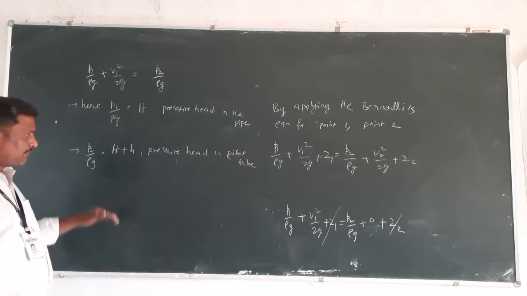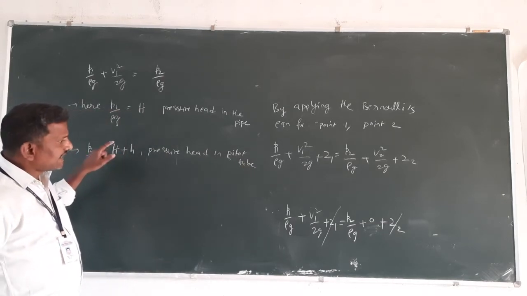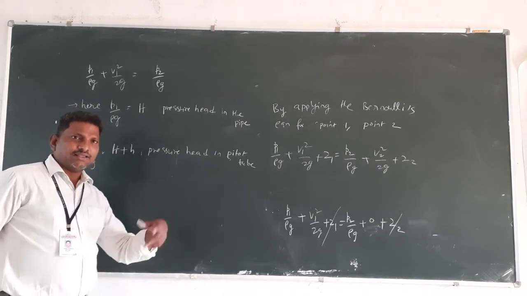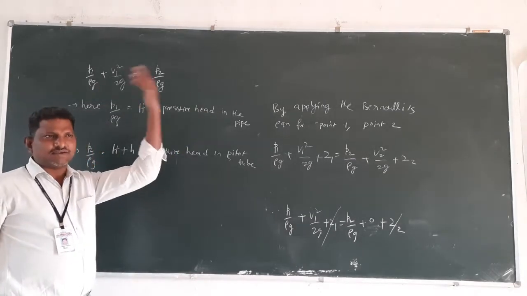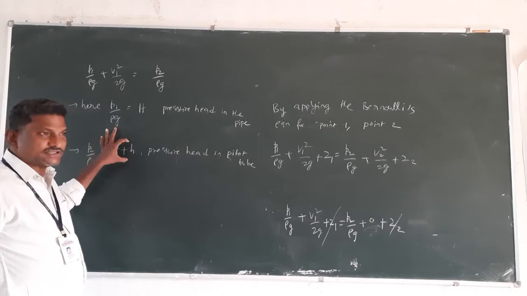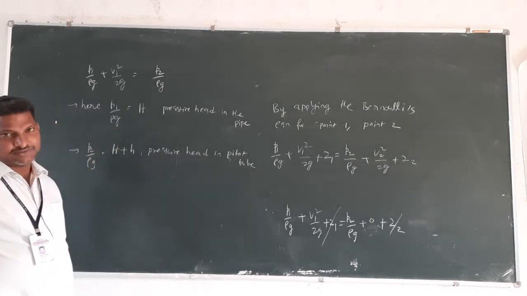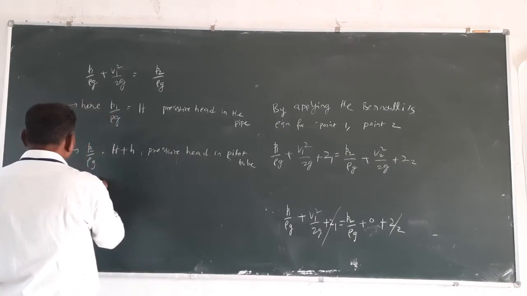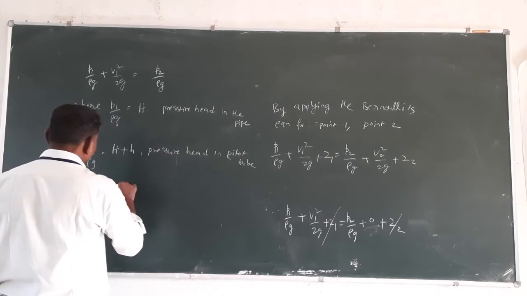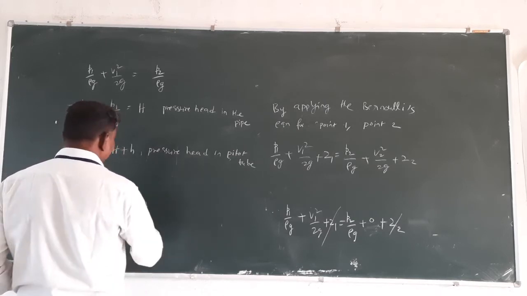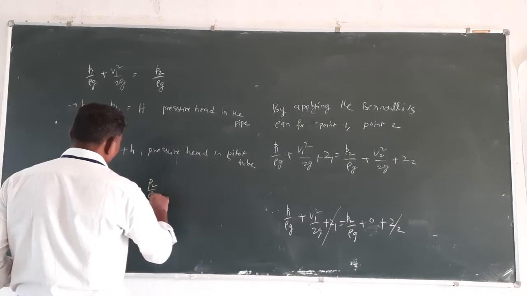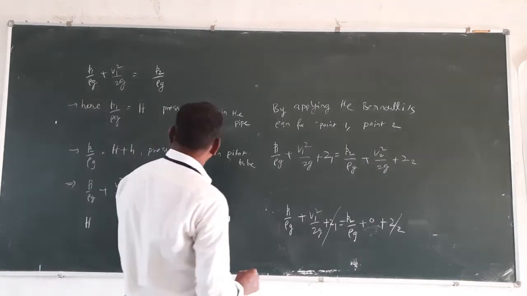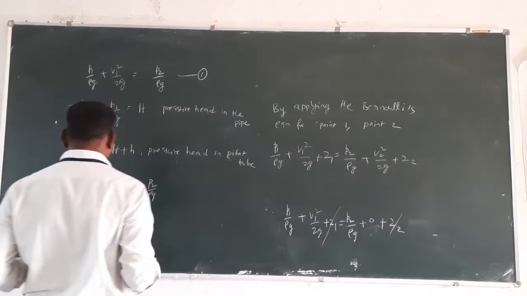See how this pressure head is increased at this second point. At the second point, velocity is 0, so kinetic energy is converted to pressure energy. So this much increase in pressure head takes place. Okay. P1 by rho g plus V1 square by 2g is equal to P2 by rho g, capital H. Take it as equation 1.